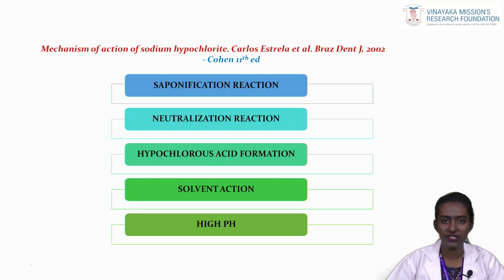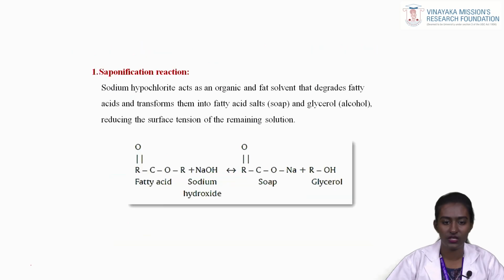So the mechanism of action of sodium hypochlorite is threefold. First is the saponification reaction, second is the neutralization reaction, and third is the hypochlorous acid formation. In the saponification reaction, sodium hypochlorite acts as an organic and fat solvent which degrades the fatty acids and transforms them into fatty acid salts and glycerol, reducing the surface tension of the remaining solution.